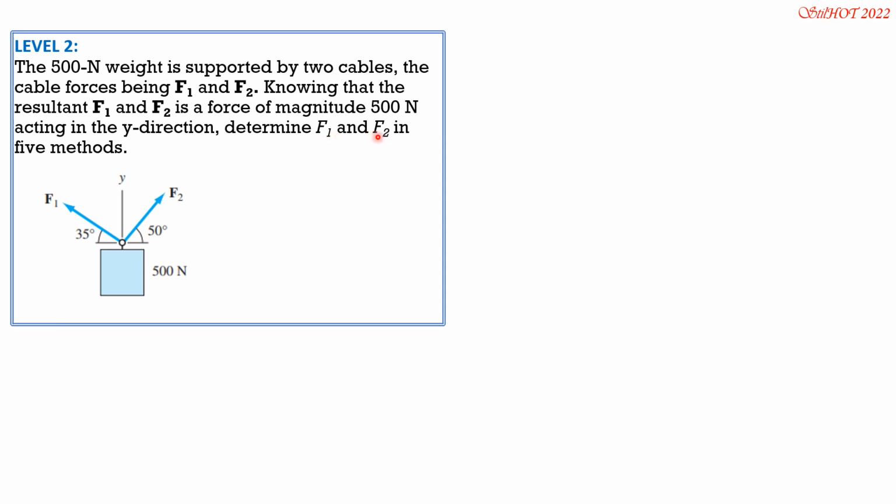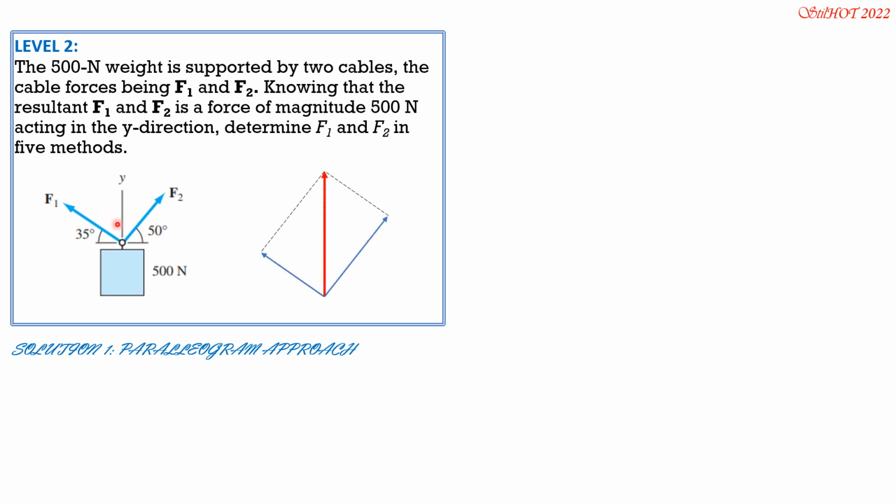So these are just magnitudes, to distinguish them from the boldface symbol, so magnitudes only, in 5 methods. Solution 1, by parallelogram approach again. The measure of the angle here is 90 minus 35, so 55. R is 500 newtons in magnitude pointing upward. It is stated there in the y direction.